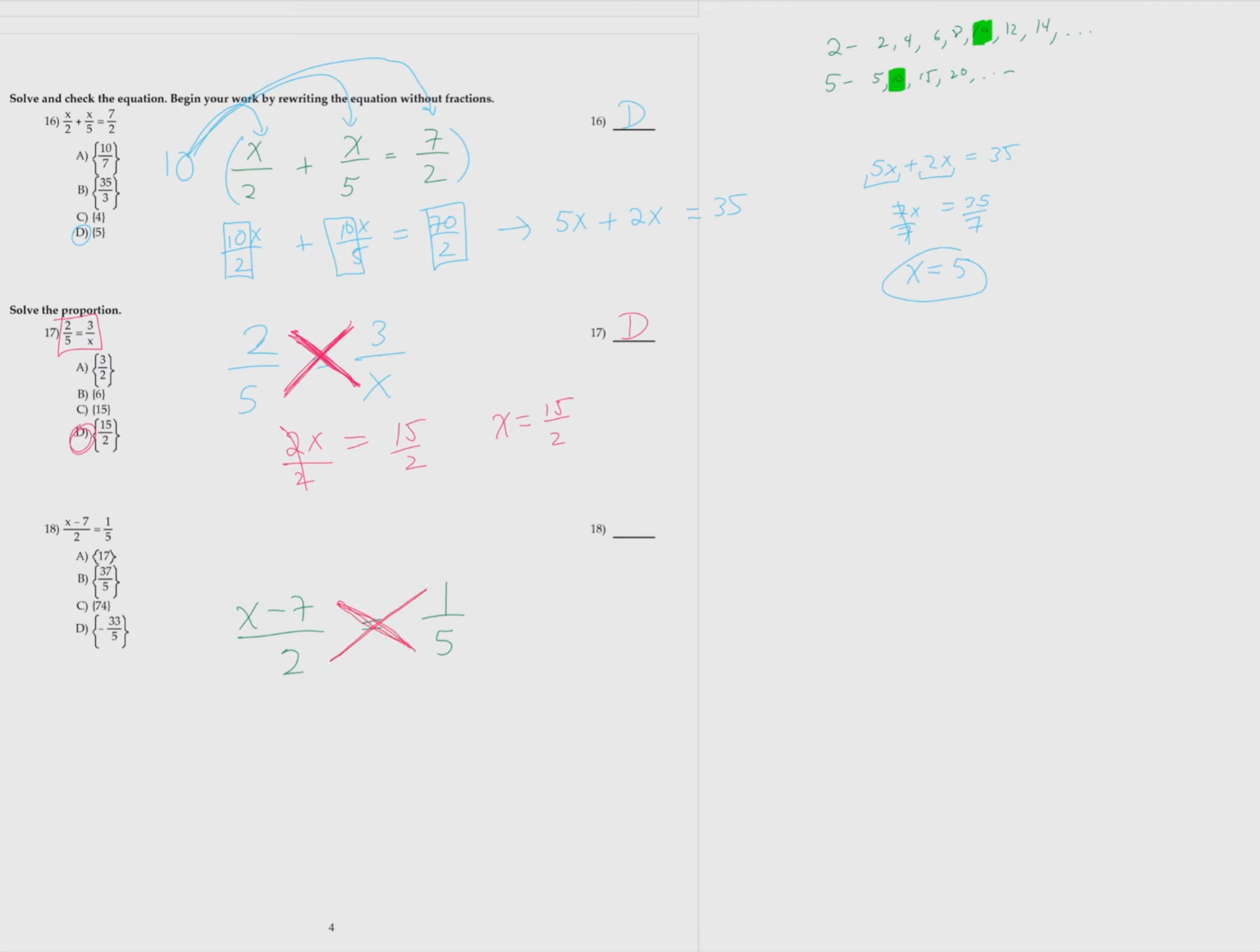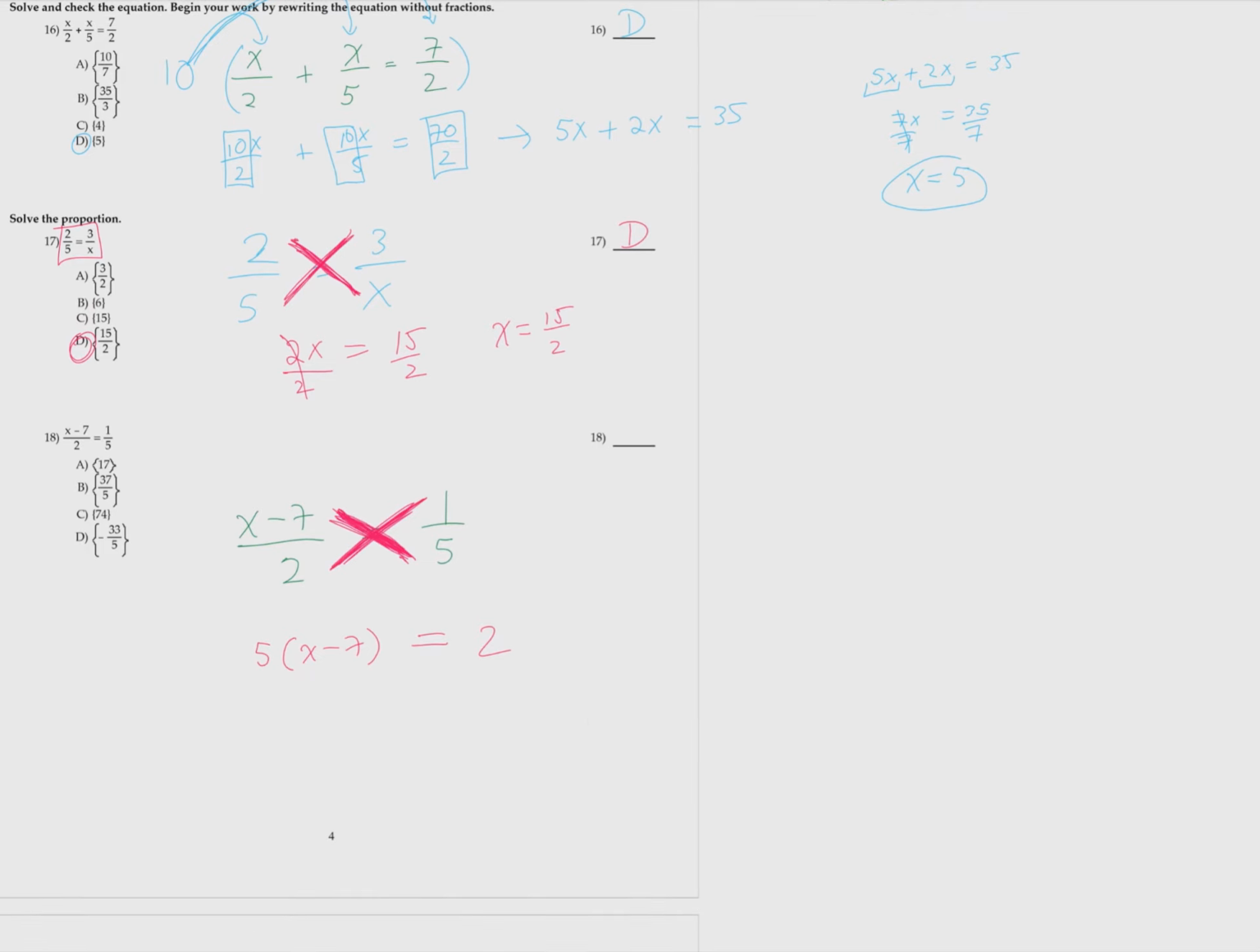I always do the diagonal. It doesn't matter which diagonal pair you start with, but I always start with the one that has the variable. So I'm starting with this one, the one I'm making bolder. So x minus 7 times 5, or I'm going to write it like this, 5 times x minus 7, equals. Now we multiply the other diagonal: 2 times 1. That's easy. That's 2. Now it looks much simpler.